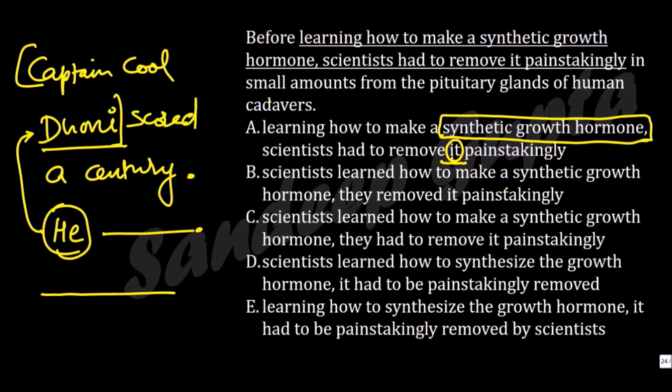Now, if you look at the meaning clarity, where was it extracted from? From the pituitary glands of human cadavers. That means this is a natural and organic source. From a natural organic source, can we remove something synthetic? Synthetic means artificial. So it is impossible to remove something synthetic from a natural and organic source. That eliminates three answers in a flash. All of these use the word synthetic.